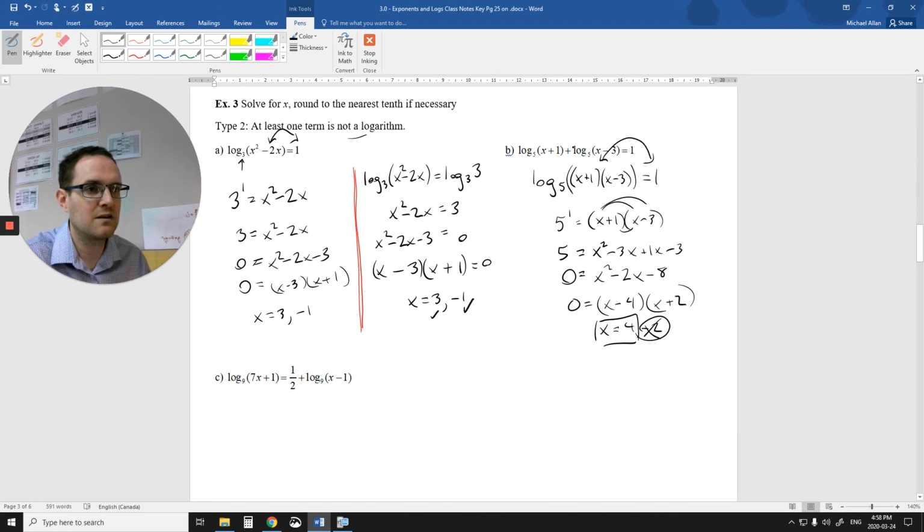Log 5 to 5 is 1. The log of 1 is 0. So 1 plus 0 is equal to 1. So no mental verification there. This works out.